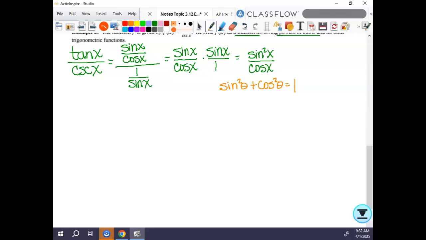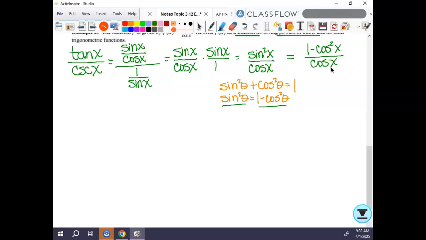And I need to substitute, I need to get rid of the sine squared. So if I solve this for sine squared, that gives me sine squared theta equals 1 minus cosine squared theta. So now in my little fraction that's supposed to be only cosines, if I replace sine squared with 1 minus cosine squared, I get 1 minus cosine squared x over cosine x, and I'm done.